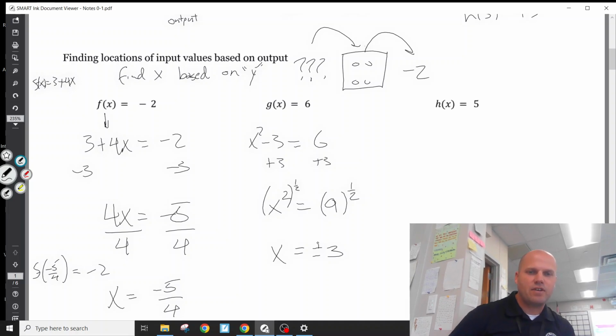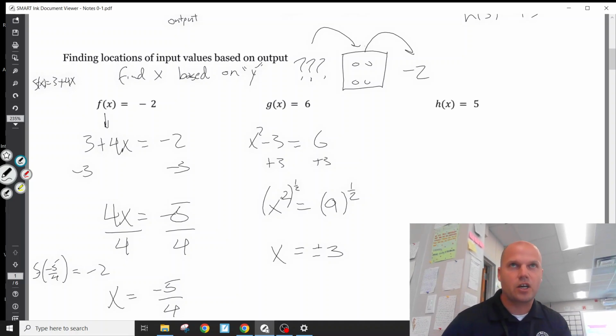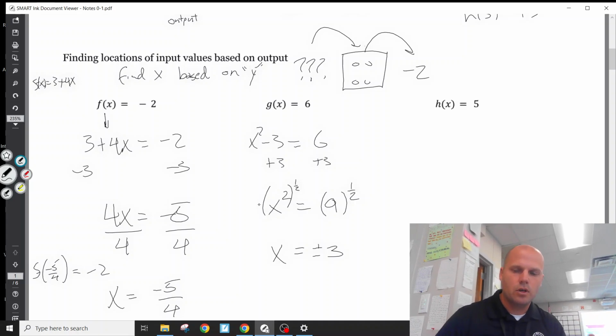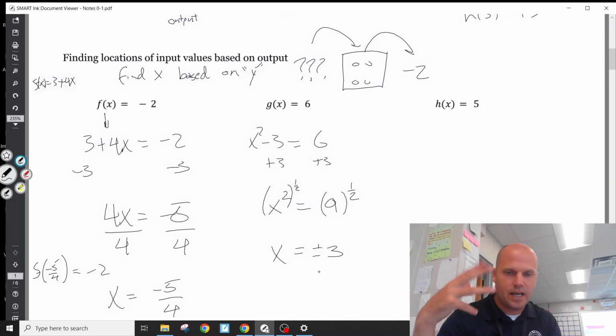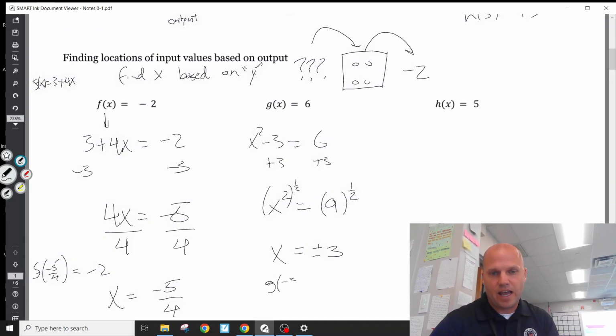Why do I know it's a positive or negative 3? Well, it's because if we're solving an equation, we're using a square root, the value could be both positive or negative, because positive 3 squared is 9 and negative 3 squared is 9. Okay, so that means g of -3 would give us an output of 6, and g of +3 would give us an output of 6.